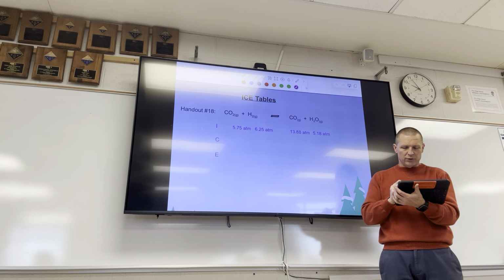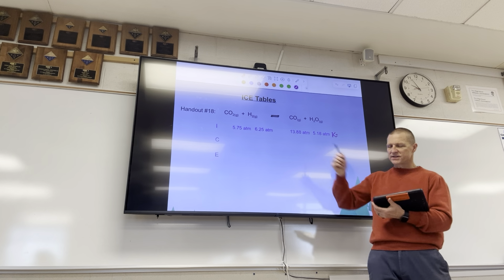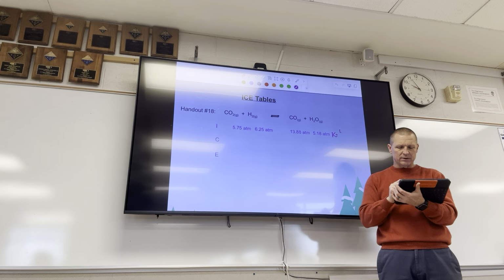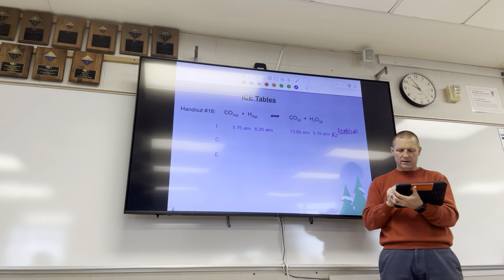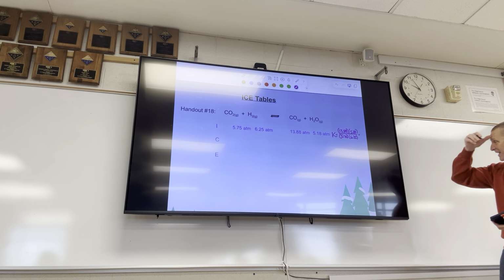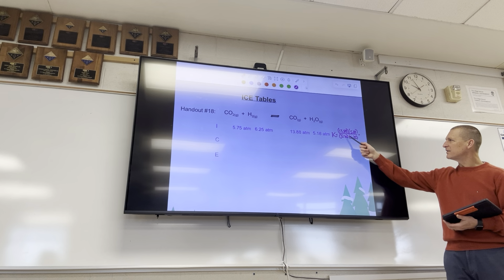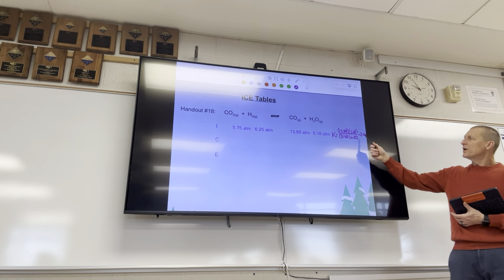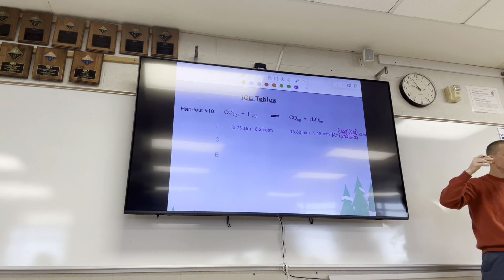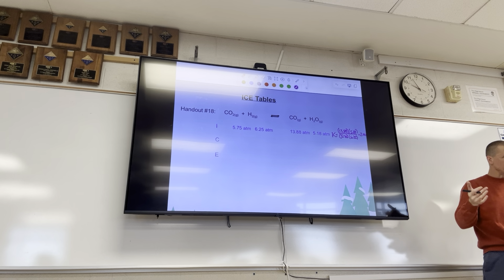What is the K value according to these? K would be the products, 13.88 times 5.18, over the reactants, 5.75 and 6.25. I'm just going to squeeze that in. When you do this, that times that divided by that, and that's very simple, you're going to get 2.00. So the K value for this reaction is 2. As long as the temperature stays constant, K remains 2.